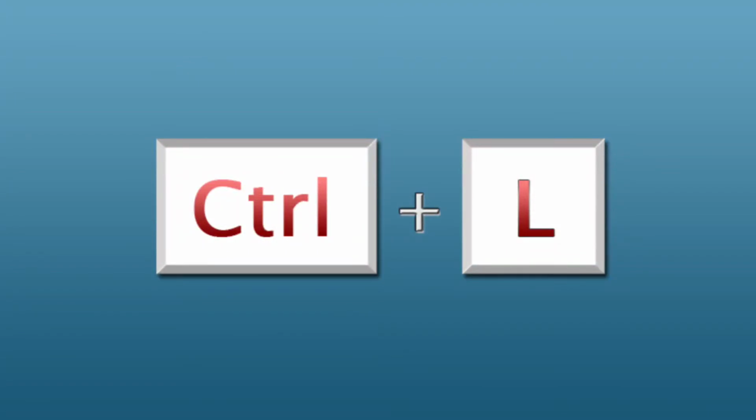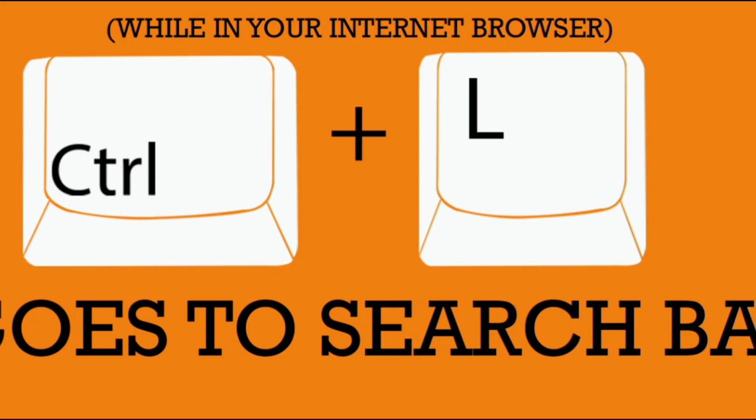12th shortcut is Ctrl plus L. In Microsoft Word, Ctrl plus L is used to left align a paragraph. Also referred to as Ctrl L, it is a shortcut key that varies depending upon the program being used.